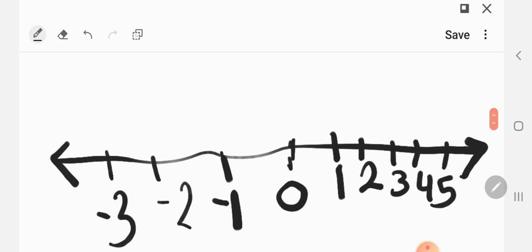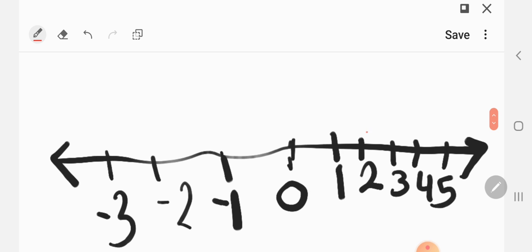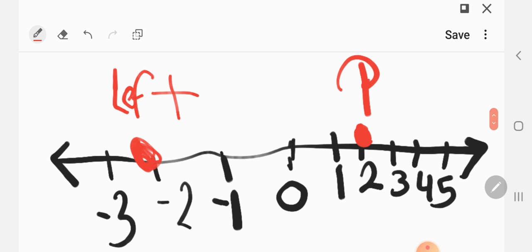So can you plot 2 and its opposite? Where's 2? Here. Where is its opposite number? Yes, here, -2. Is -2 on the left or the right of the 0? Yes, left. And 2 on the right. Excellent.